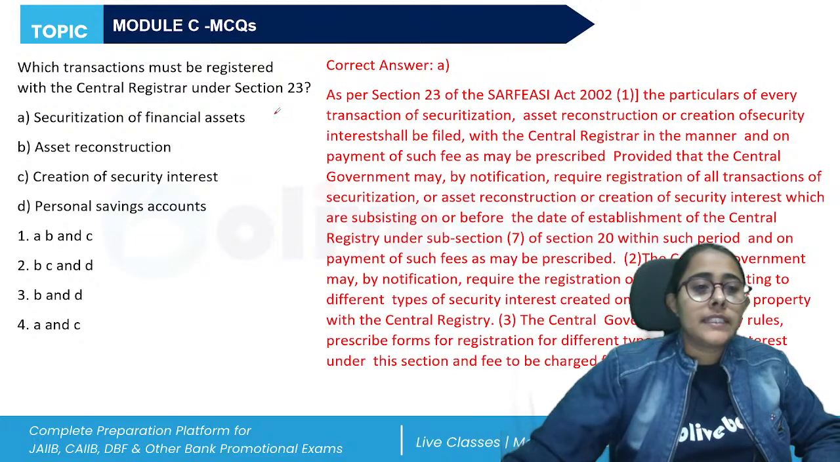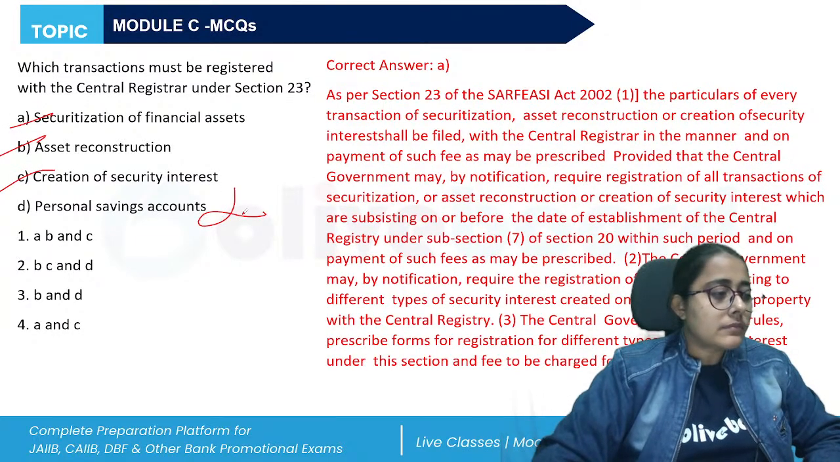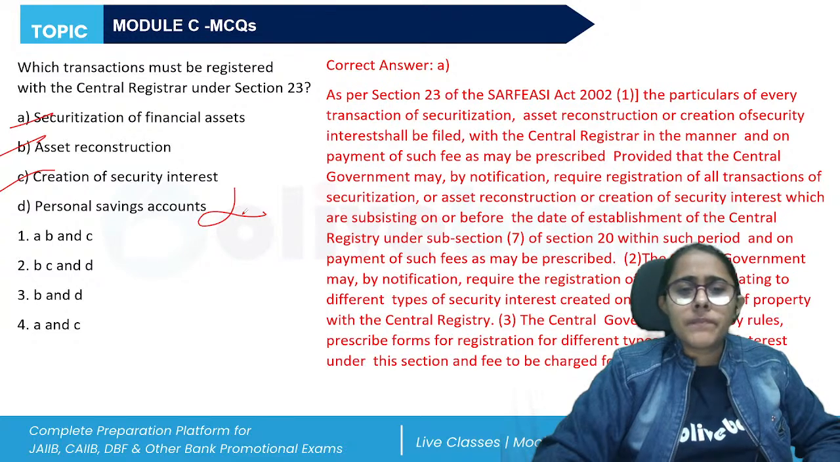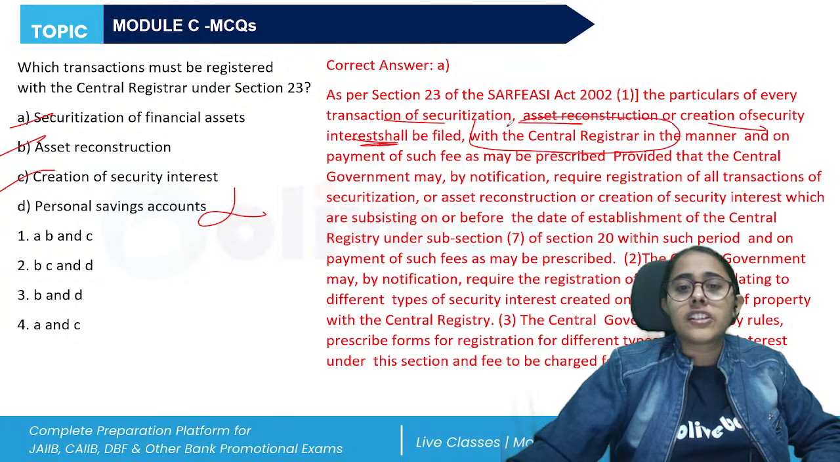Personal saving account transactions are not to be registered. I think it was a very basic question. So as per section 23 of the SARFAESI Act, the particulars of every transaction of securitization, asset reconstruction or creation of security interest will be filed with the central registrar. Right?